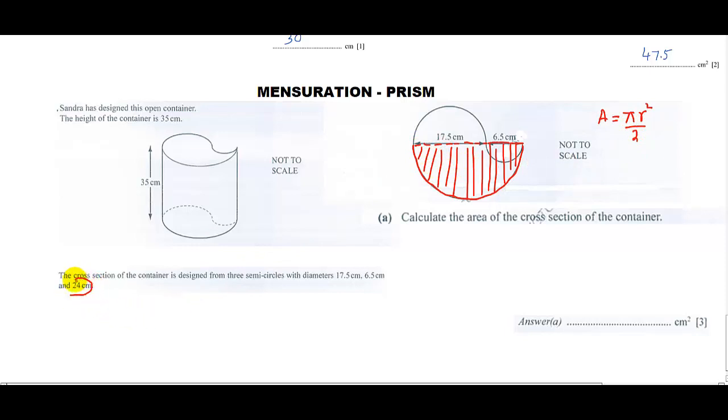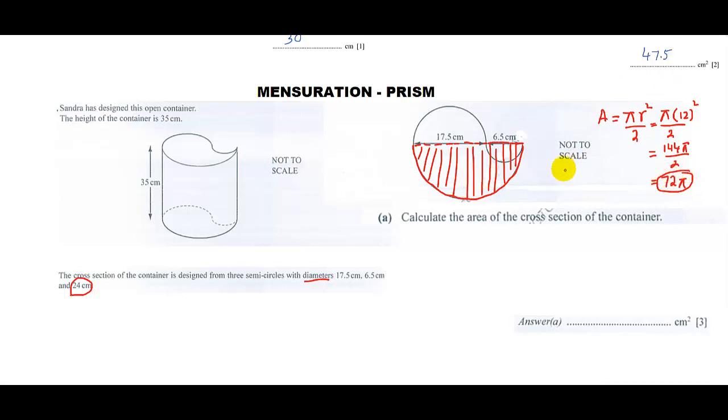here, 24. So you can add 17.5 plus 6.5, it is 24. So the diameter is 24, so the radius is 12 because these are the diameters. So therefore pi and r is 12 square over 2. So it is 144 pi over 2, which is 72 pi. So this area is 72 pi.